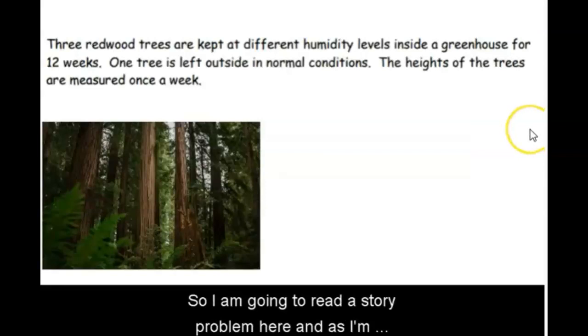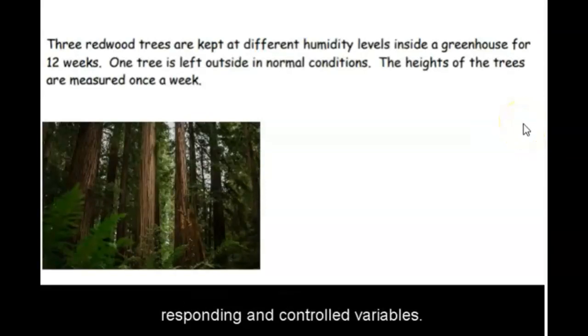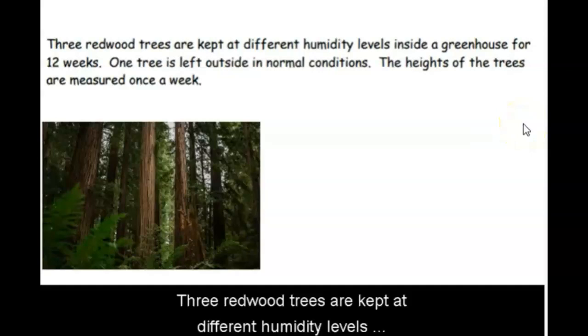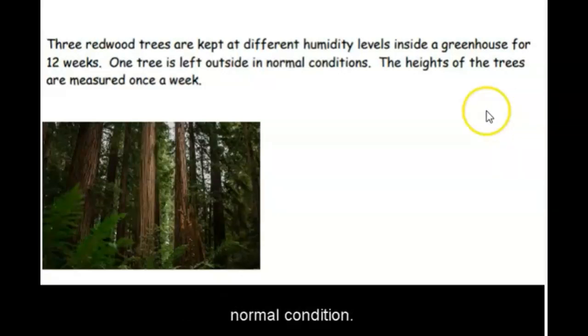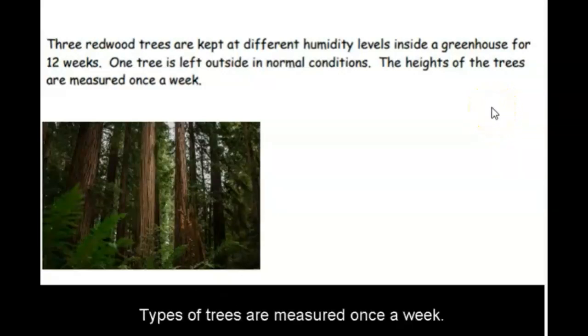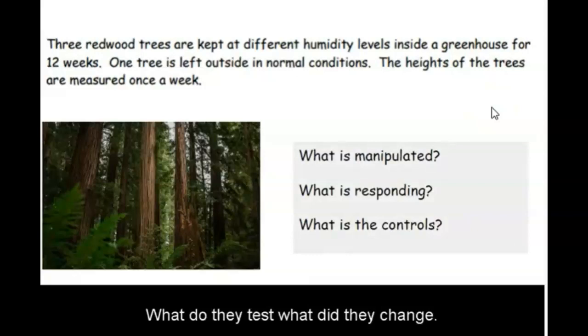So I'm going to read a story problem here. And as I'm reading, see if you can identify the manipulating, responding, and control variables. 3 redwood trees are kept at different humidity levels inside a greenhouse for 12 weeks. 1 tree is left outside in normal conditions. The heights of the trees are measured once a week. So can you tell me what is manipulating? What did they test? What did they change?